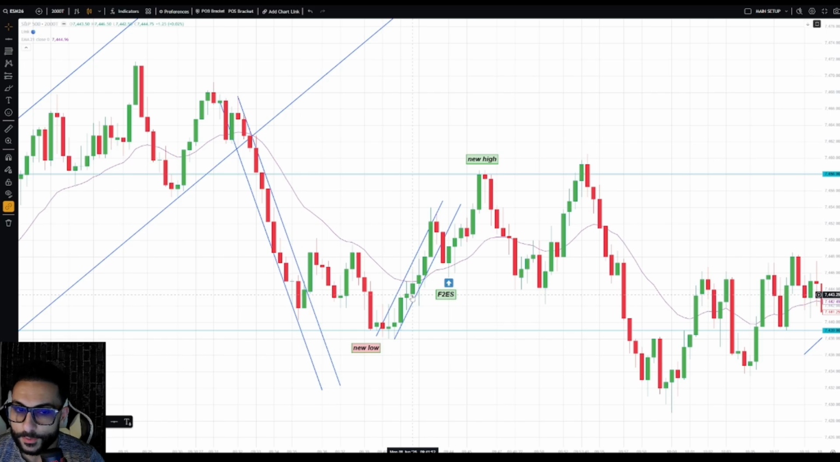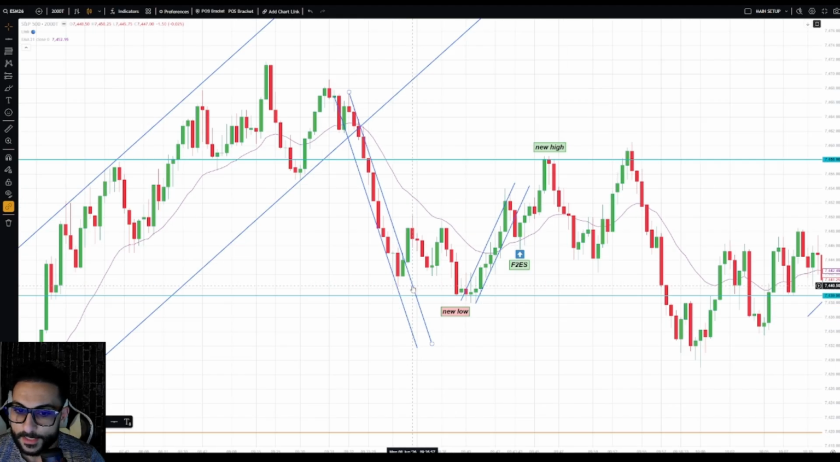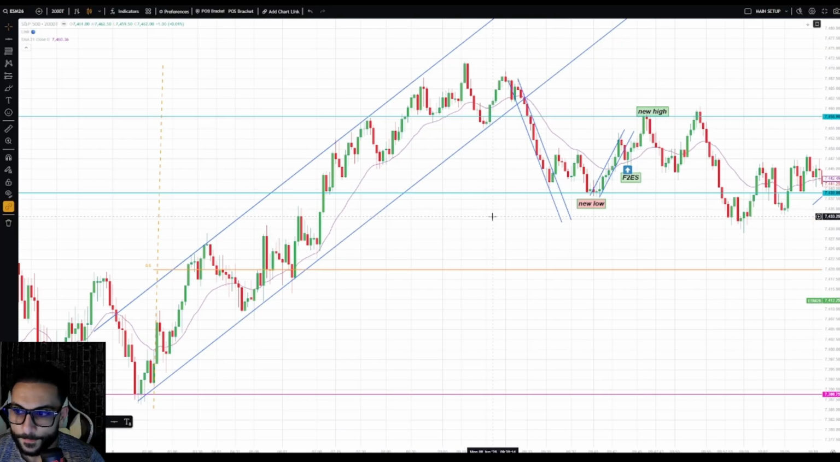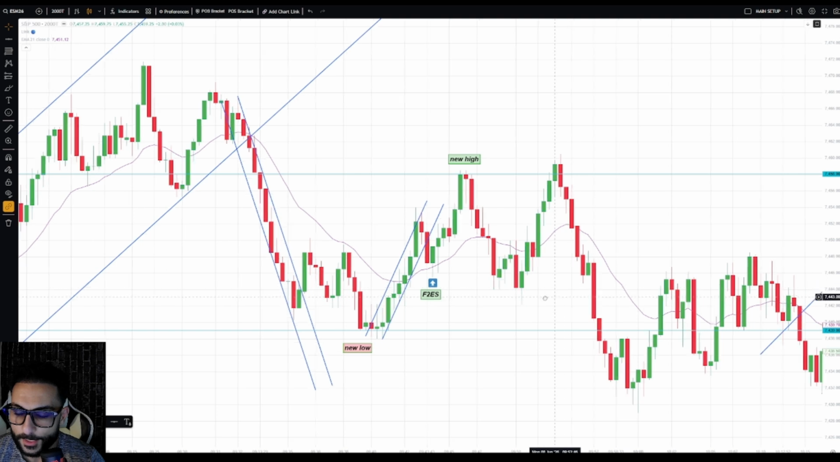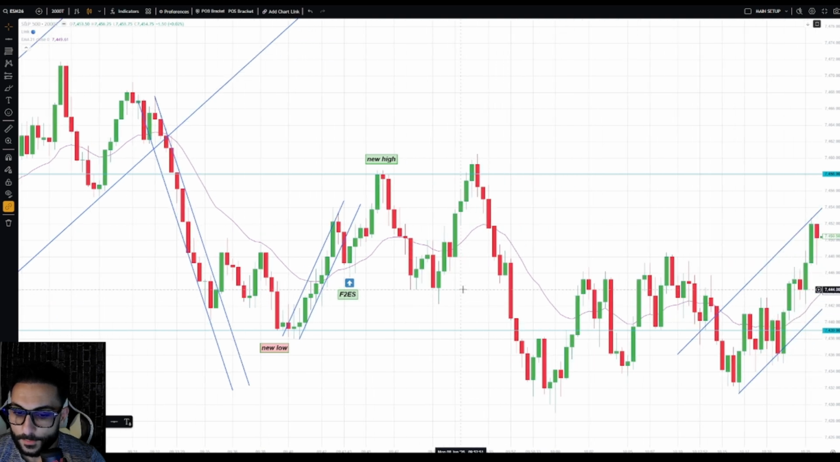Now, I still do expect prices to make a new high for this uptrend, but sometimes we can definitely have some delay, especially when it's such a strong push up. Sometimes we go through a consolidation period, which is what's going on here right now. So what you can do is in a situation like this, focus on the longs.